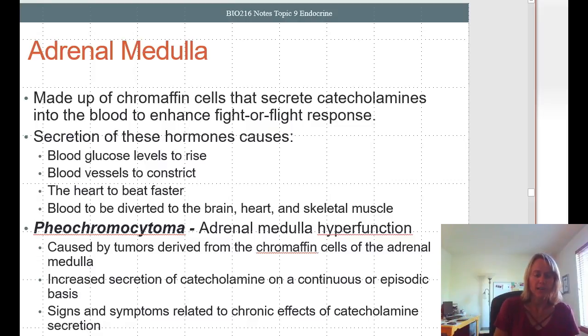The only disorder we're going to discuss for the adrenal medulla is pheochromocytoma, and this is when we have tumors of the chromaffin cells that secrete too much catecholamine. The signs and symptoms, or manifestations, are related to the chronic effects of catecholamine secretion, such as hypertension, tachycardia, and so forth.